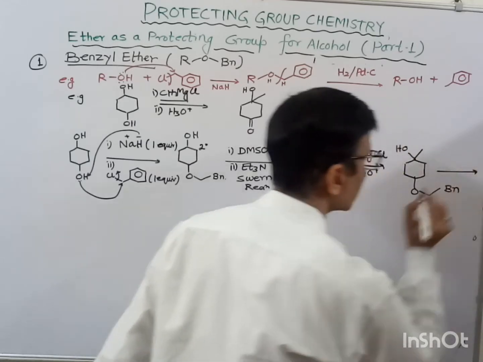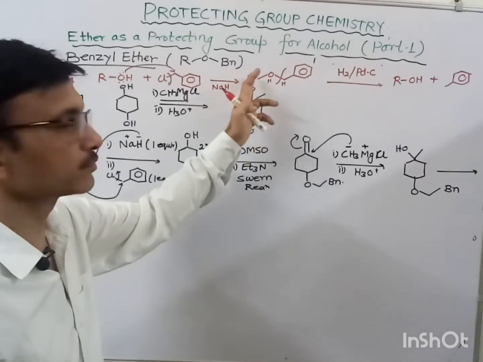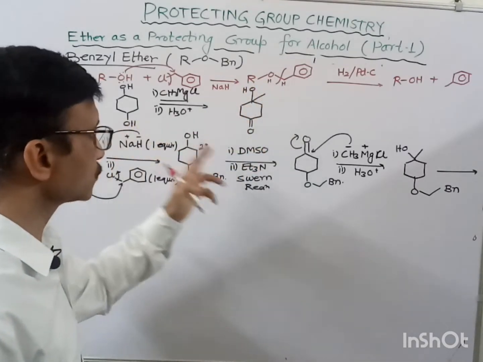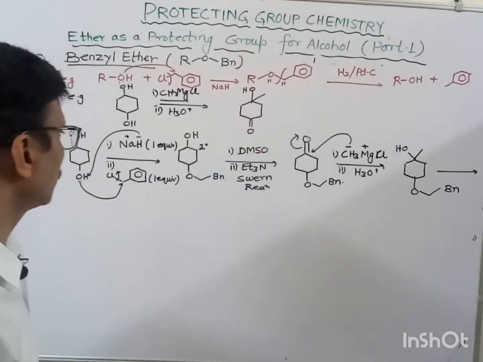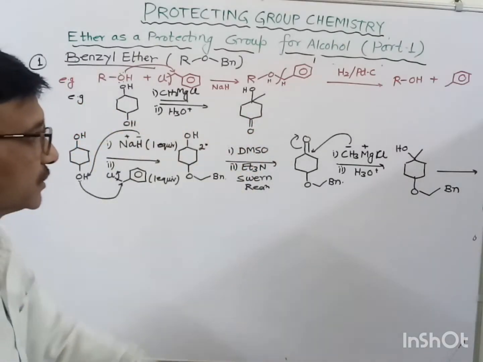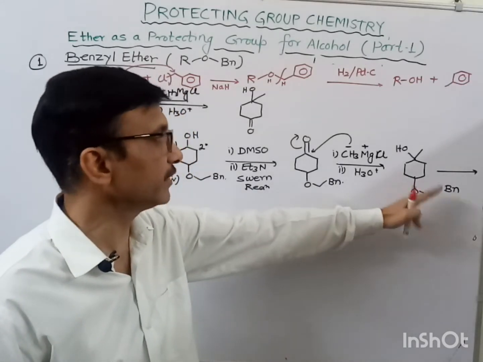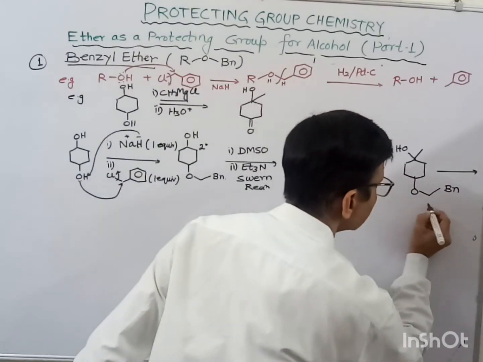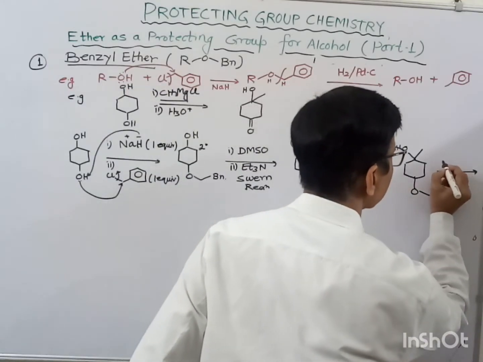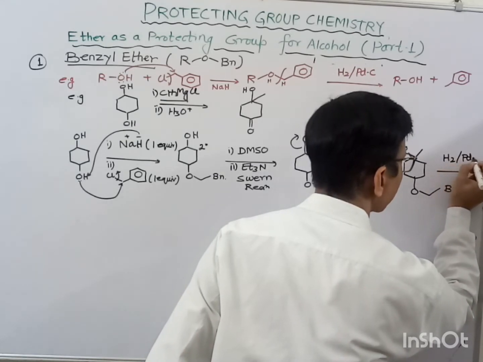Now what can we do here? We have got this portion. Now this OH, we have to get the ketone over here, so this should also be oxidized. For that, first of all, we will deprotect it, and after deprotecting, we will oxidize to get the keto group over here. So now let's deprotect it, with the help of hydrogenolysis.